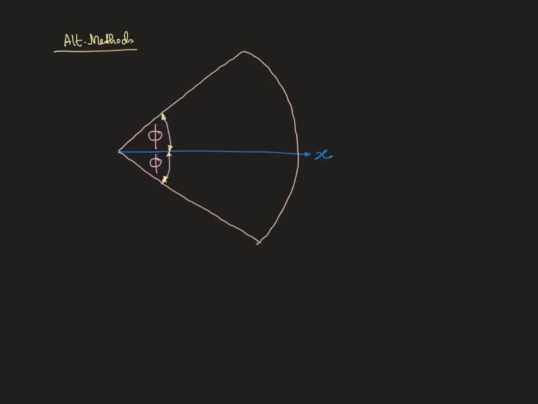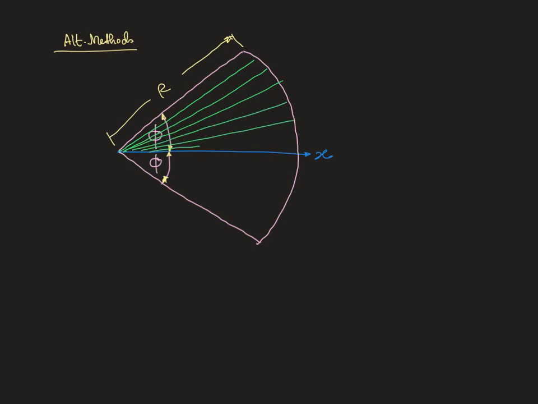So the same problem of this sector type disc of radius R. The alternate method I'm going to show is like that. Instead of splitting it into rings, you can split it into triangles, very thin strips like we have done for the cone. So these are the triangles.